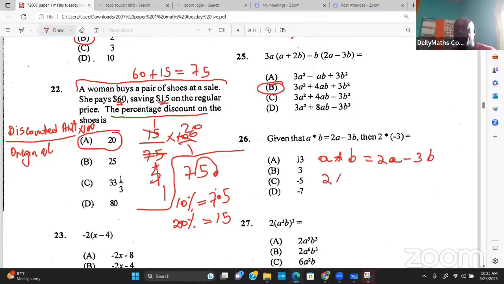So if I'm going to do 2 asterisk with a negative 3, I'm going to make sure that I understand that the A is like the 2 and the B is like the negative 3. So let's follow. 2 times A is 2, minus 3 times the B, right? What is the B? The B is negative 3. So what are we looking at? You're looking at 4 plus 9 and that is definitely 13. And our answer is here.